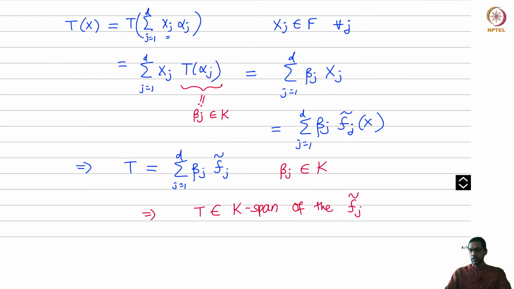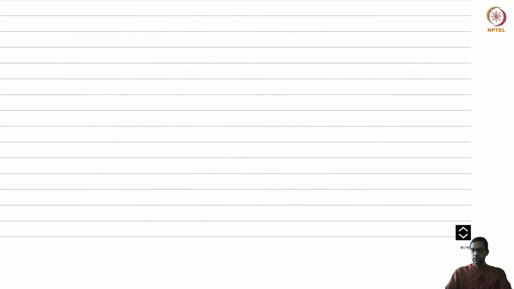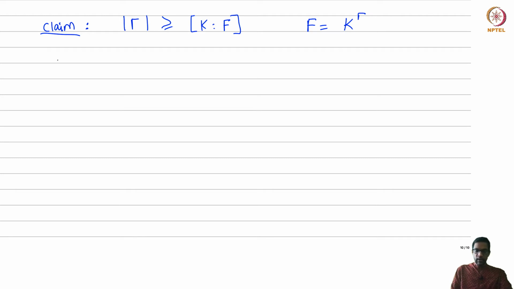So I now claim that the reverse inequality holds. In other words, that the cardinality of Gamma is greater than or equal to the degree of the extension. F, remember, is the fixed field of Gamma. Okay, and how are we going to prove this? We will prove the following.